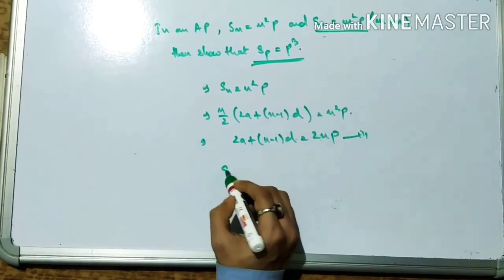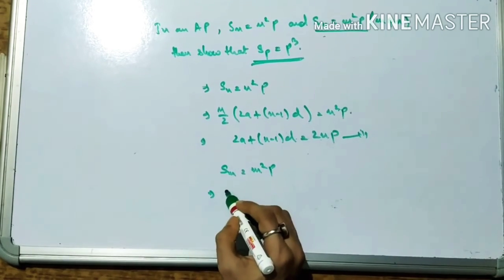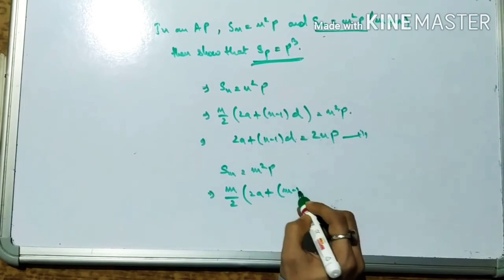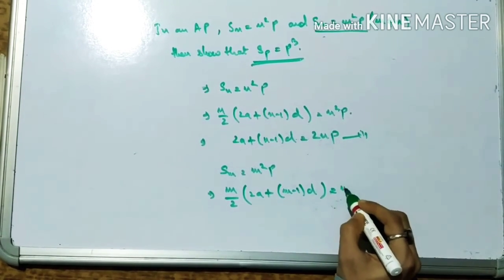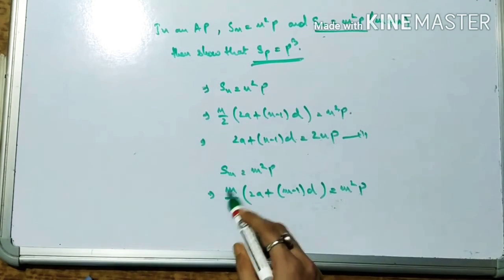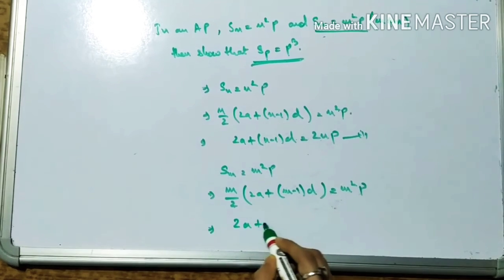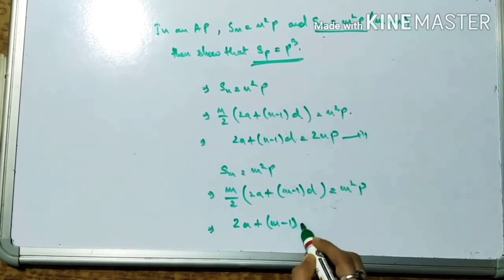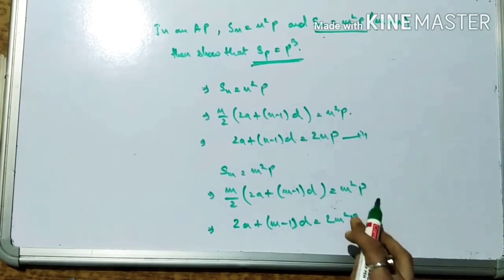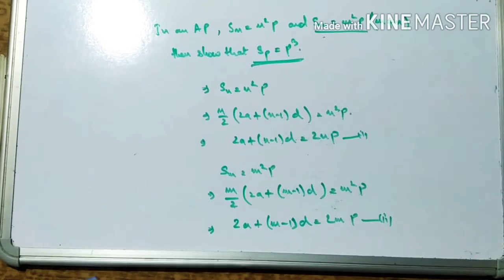And next, Sm is equal to m squared p, given. Sm, how can I write it? m by 2 times (2a plus (m minus 1) d) is equal to m squared p. The 2 I will send to that side, and m and one m I can cancel here. So ultimately I will get 2a plus (m minus 1) d is equal to 2mp. Sorry, mp, not m squared p. And this will be our equation number 2.